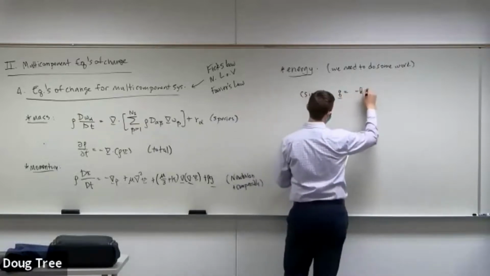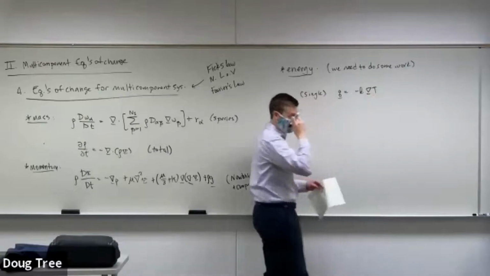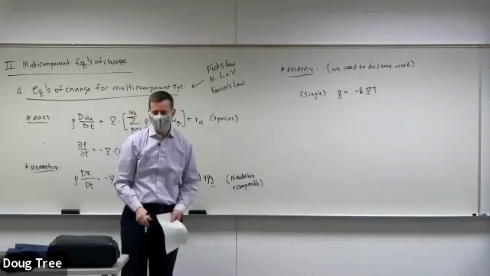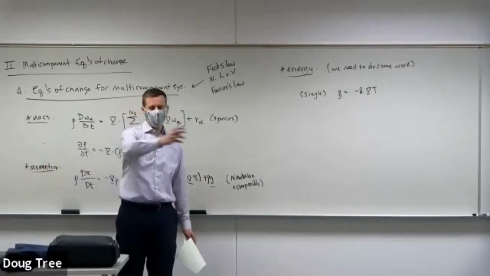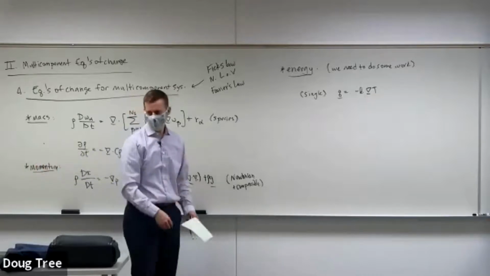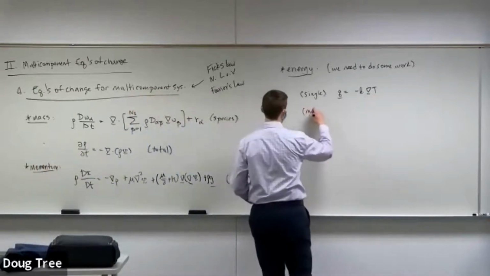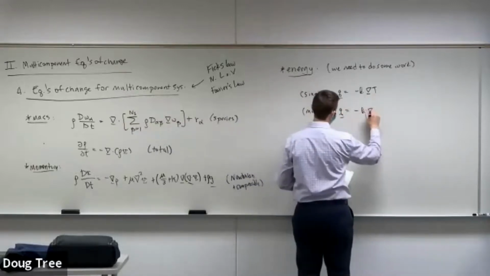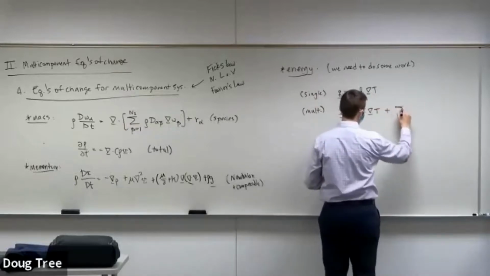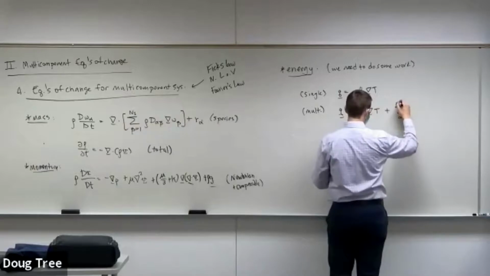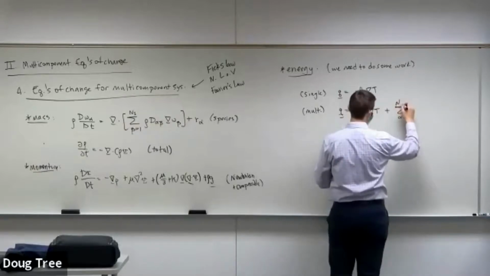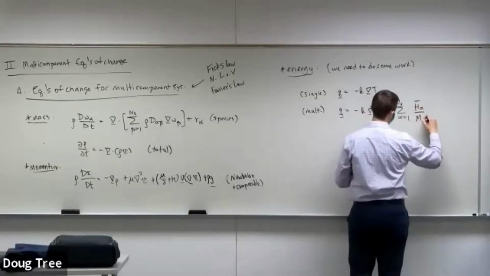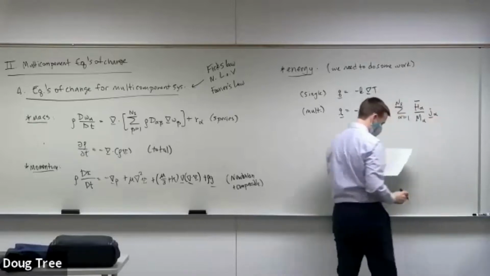So for a single component, remember the molecular flux was minus K grad T. That was just Fourier's law. But now we need to take into account any enthalpy that's being diffused across as well. So for multi-component, we now have Q is equal to minus K grad T plus a sum over alpha from 1 to NS of H alpha bar, M alpha, J alpha.